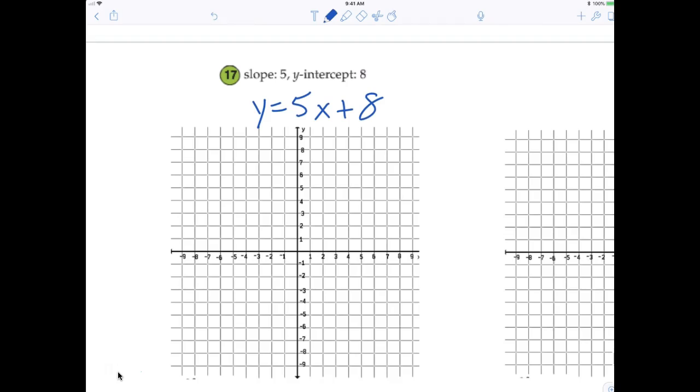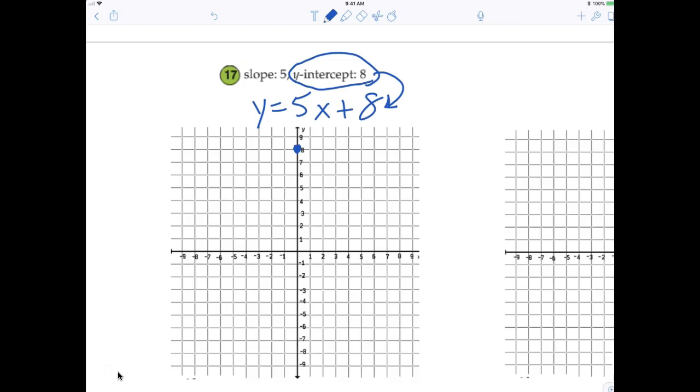So you go... You see what I'm saying, right? I want to make sure you're hearing me. The Y-intercept is 8, and it's always the number after the X. So that means you go what? Up 8. Just plot 8. You go up 8. And over 5. Now, wait a minute now.